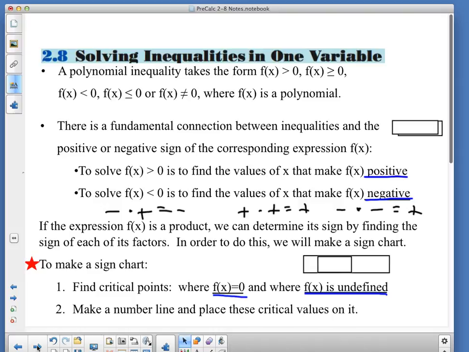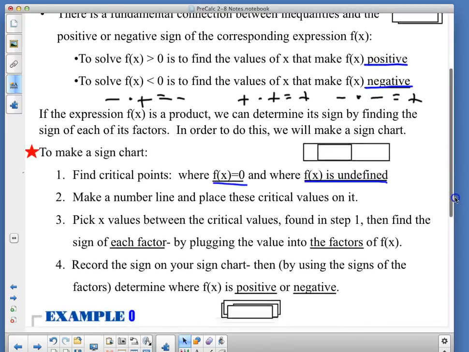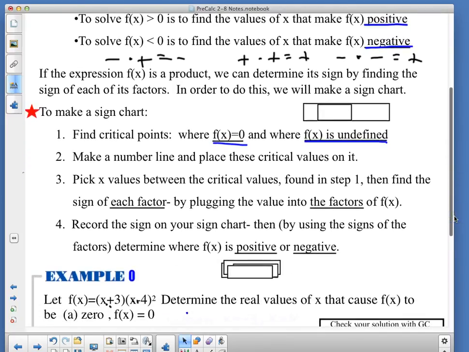Okay, so the first thing we're going to do is make a sign chart. We have to find critical points, or our zeros, or our vertical asymptotes, or where it doesn't exist at all because we're dividing by a square root of something, or we're dividing by whatever. But we have to look at our critical points. Find the critical points where f of x is 0 and where f of x is undefined.